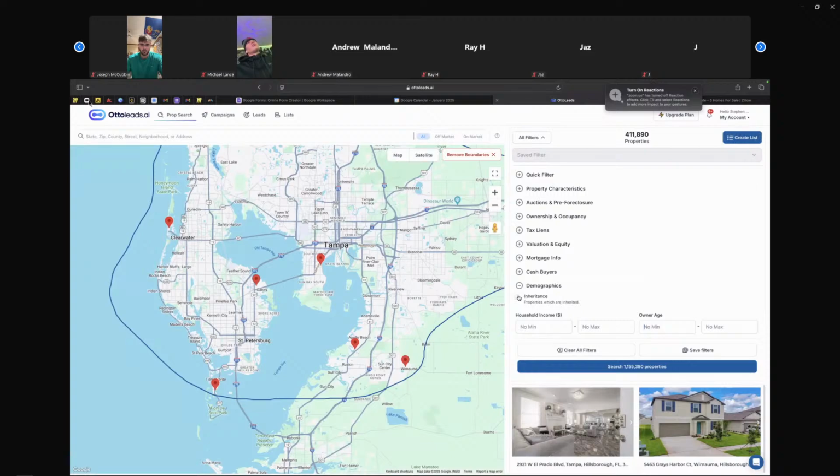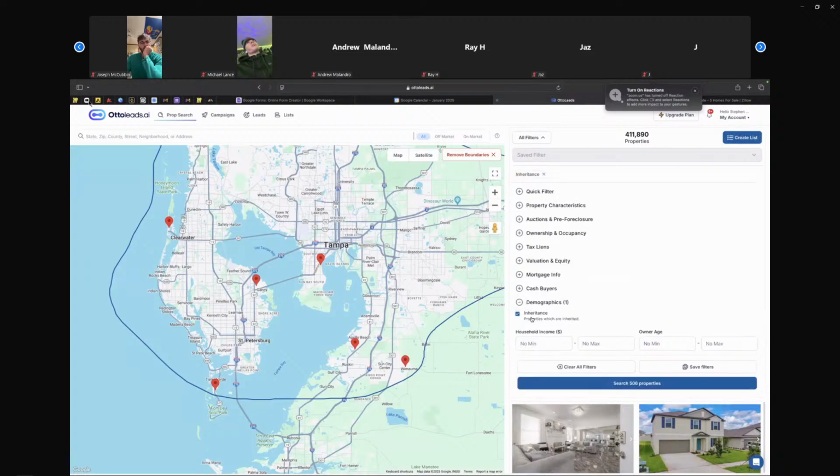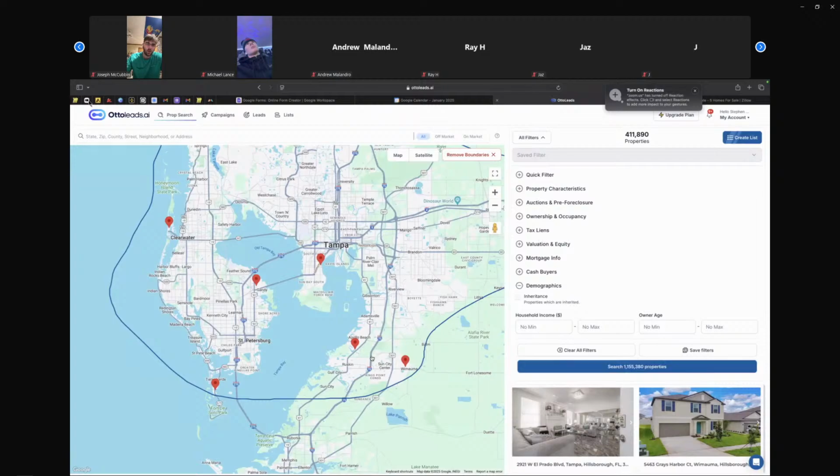So, inheritance properties, right? People that inherited the home. This is where you're kind of playing between deep and wide data. They inherited the home, which doesn't mean they have to sell the house, but you do find motivated people here, and it is a relatively smaller list, only 500 records. I could do inherited by an individual owner. I could do inherited with 30% equity, stuff like that. I could do inherited and the home's vacant too, to increase the odds of them wanting to sell it. So that's another little deep set of data.